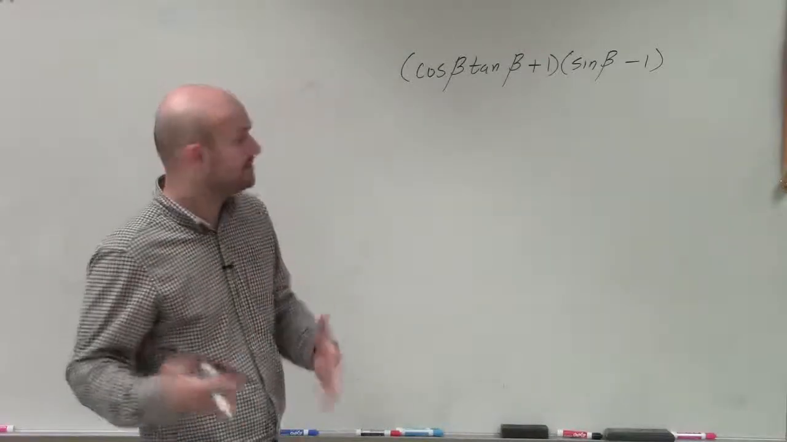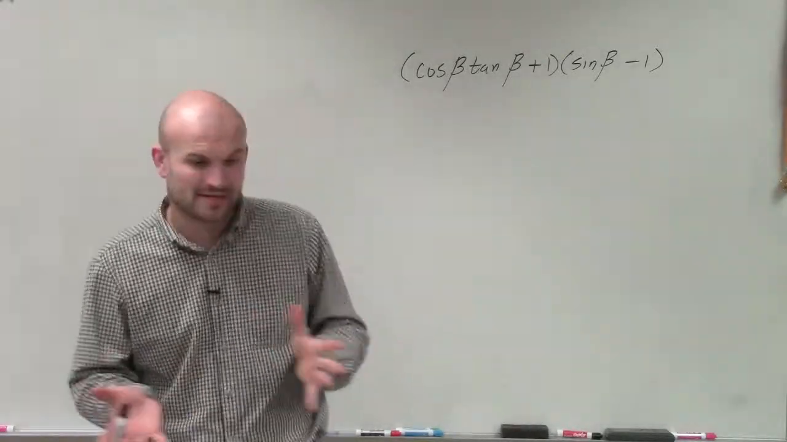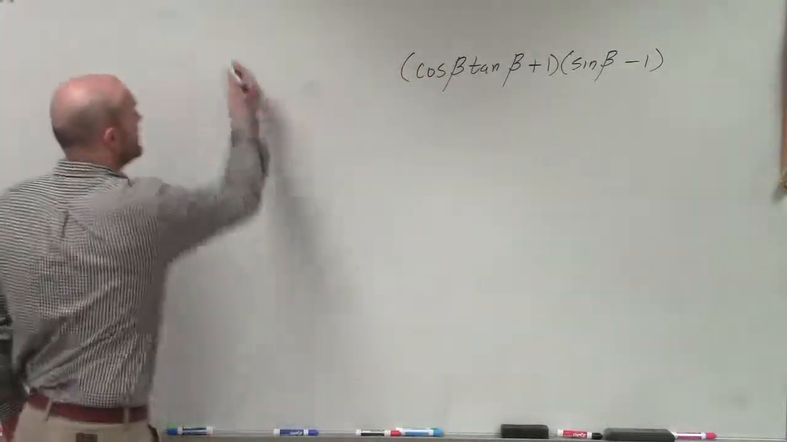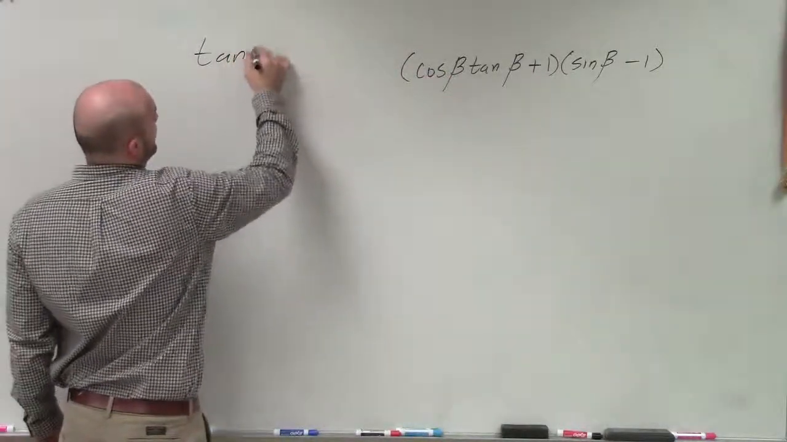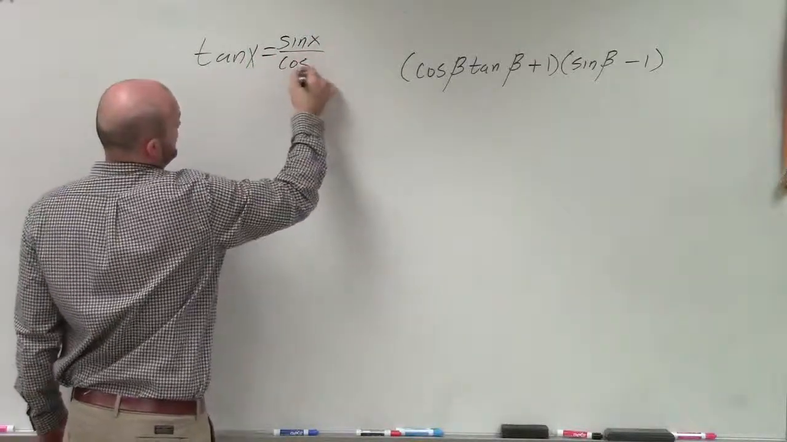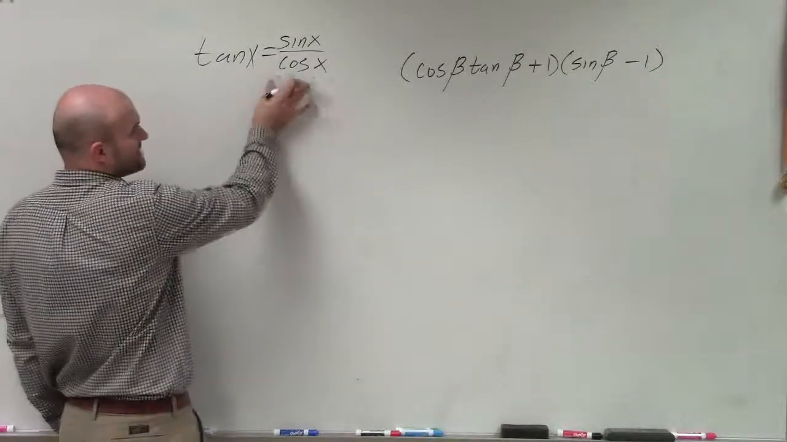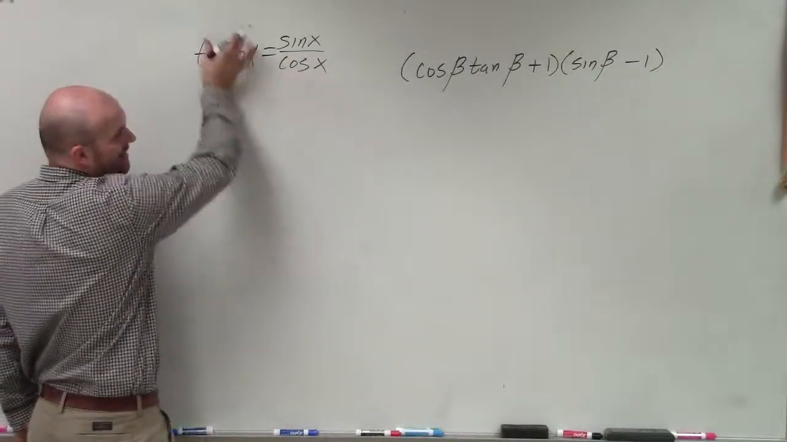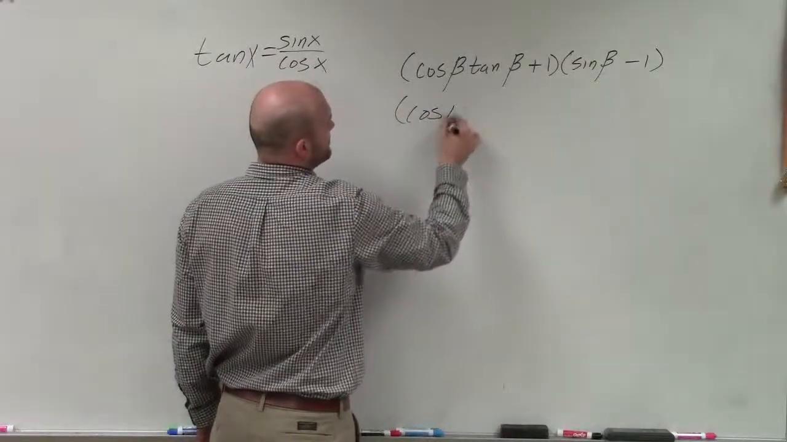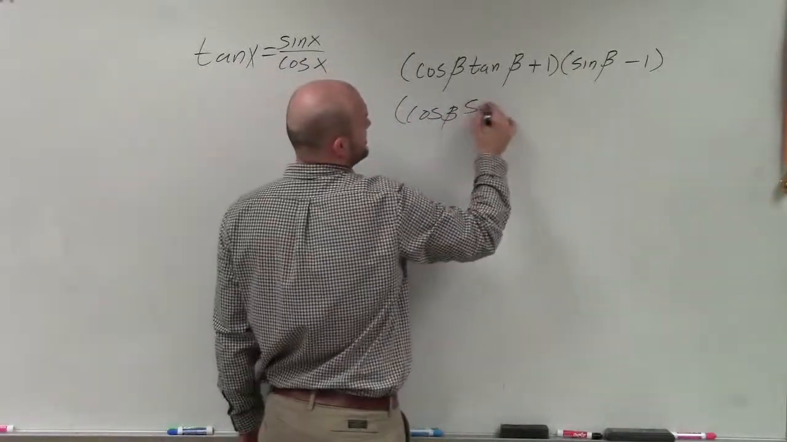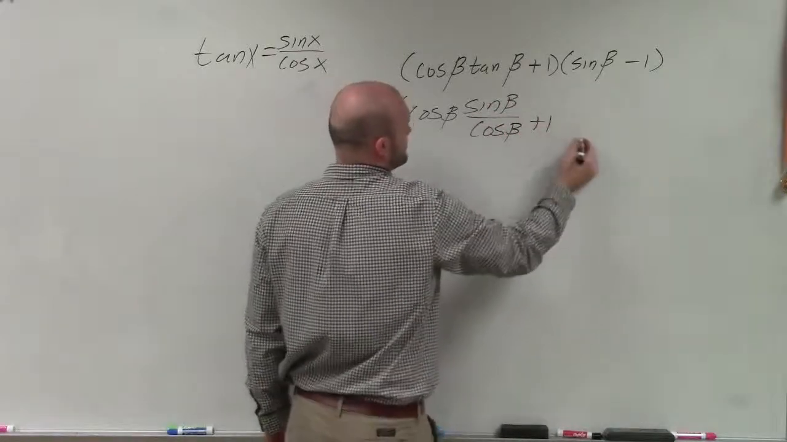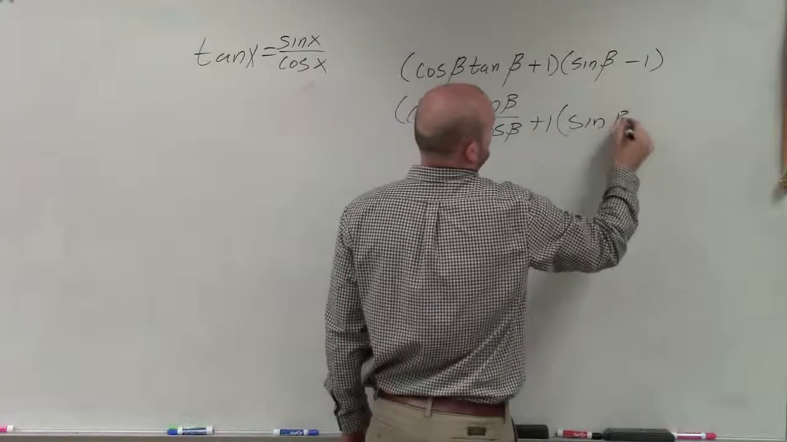So what I have here is cosine of beta times tan of beta plus 1 times sine of beta minus 1. Now, the first thing I want to do, looking at this, is I see that I can multiply the cosine of beta times tangent of beta. And remember, tangent of any term, tangent of x, is going to equal sine of x over cosine of x. So I know that's going to be very good because then my cosine is in the denominator, and I know it's going to divide out with my cosine over here. So I'm going to rewrite that just so you can see it now. So that will be sine of beta over cosine of beta plus 1 times sine of beta minus 1.